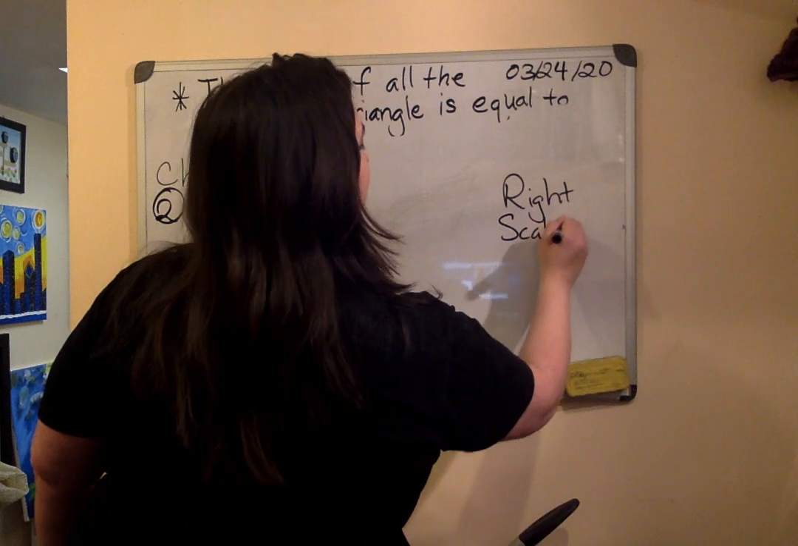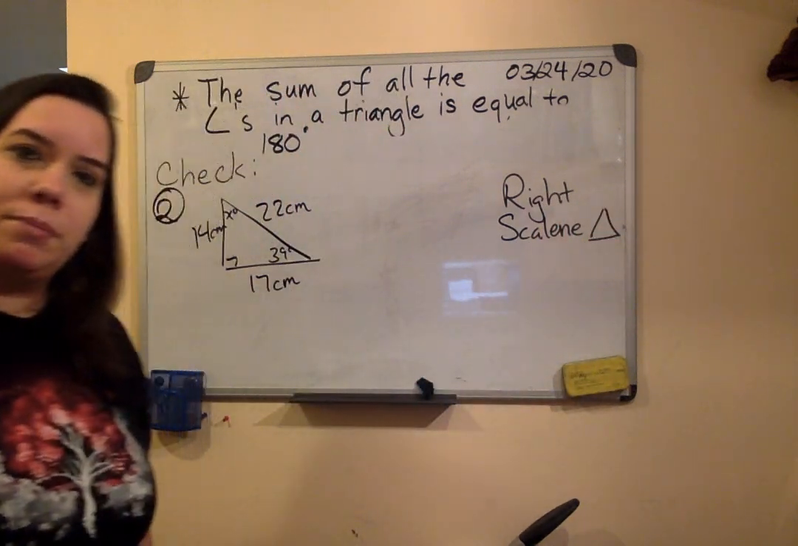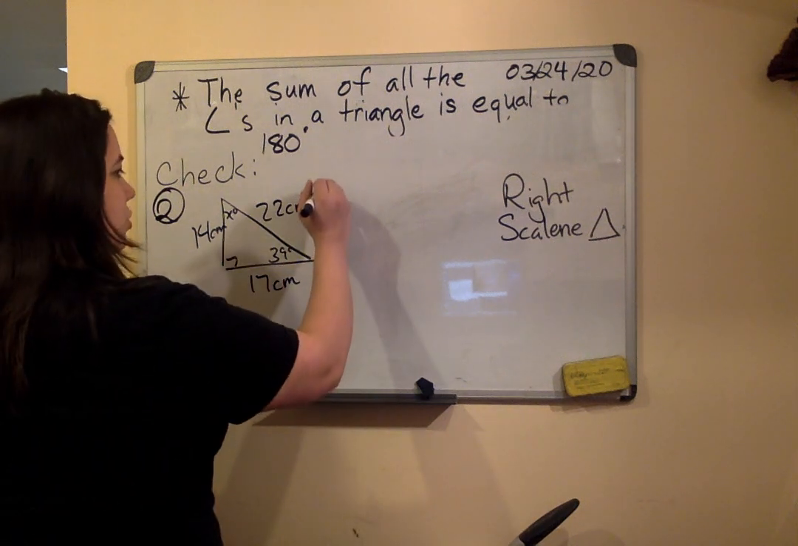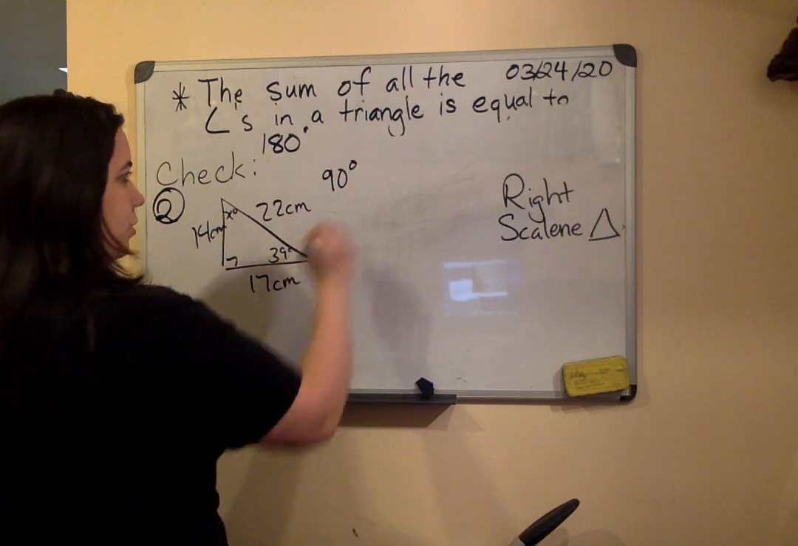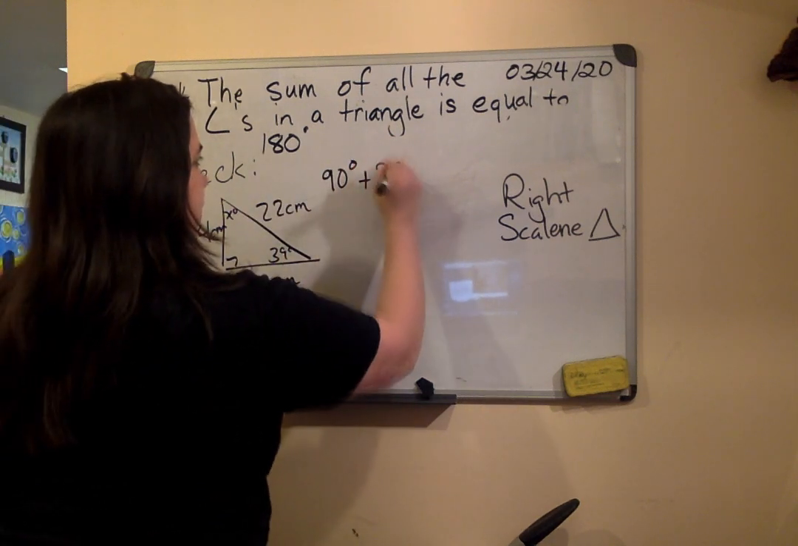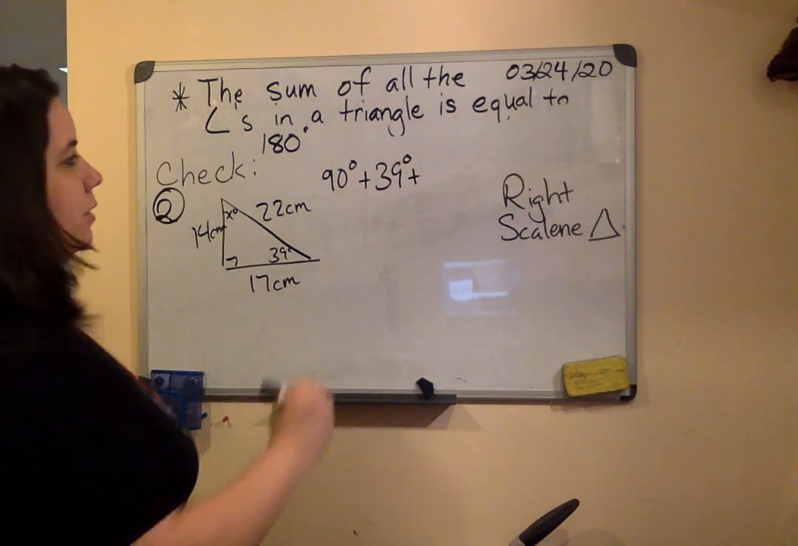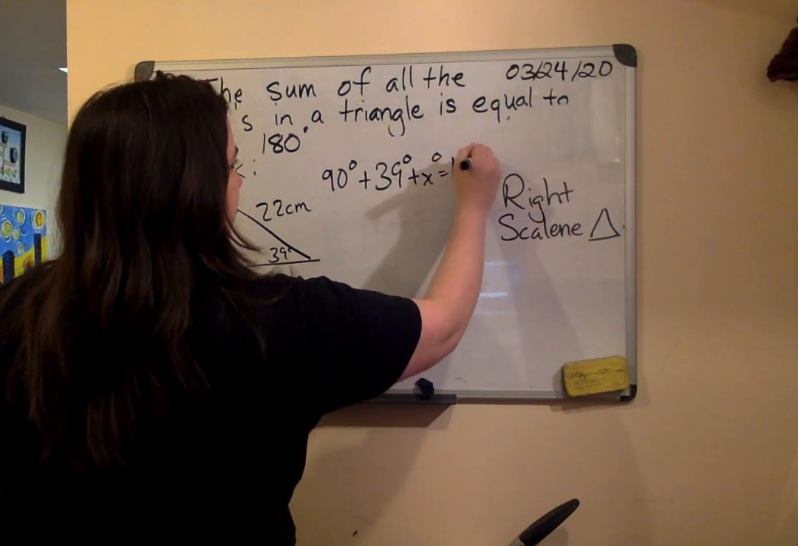But that is not the only thing you're supposed to do according to the directions. We also have to solve for the missing angle. So let's go ahead and solve it now. Again, I'm just going to write an equation where I'm adding all my angles. The right angle is 90 degrees plus 39 degrees plus, is it x every time? Yes, it is. x degrees equals 180 degrees.